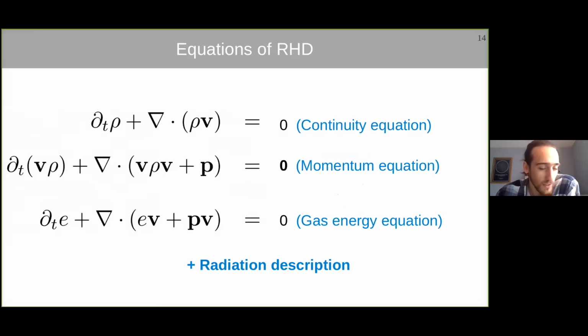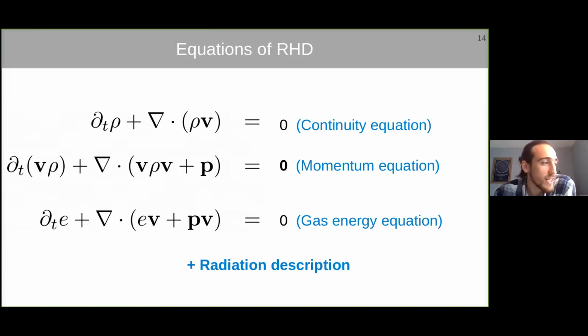So I will show you a couple of equations. We'll go through the equations of radiation hydrodynamics in a very slow way. Here you see just the normal hydrodynamics equations that explain the conservation of mass on top in the continuity equation, the conservation of momentum in the middle equation, and then the conservation of gas energy in the bottom equation.